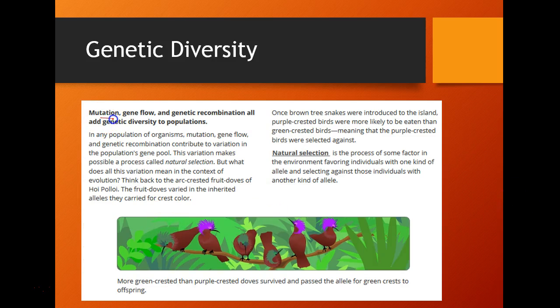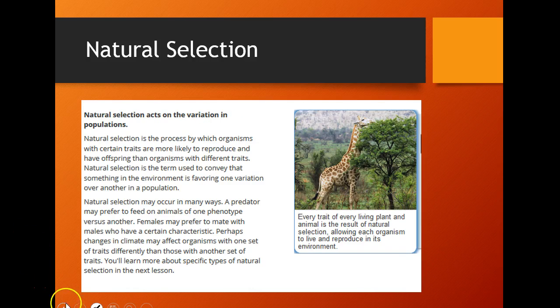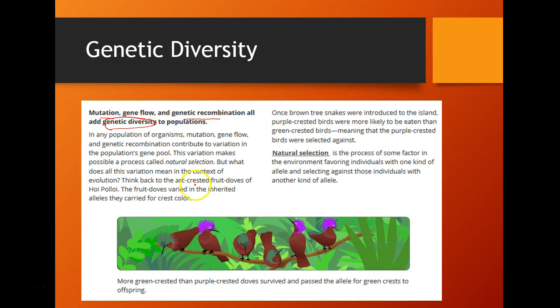So mutation, gene flow, and genetic recombination, they're all going to add genetic diversity to populations, right? And that's what we call variation. In any population of organisms, mutation, gene flow, and genetic recombination will contribute to variation in the population's gene pool, or the total alleles in a population. Because of this variation, we can now introduce this concept of natural selection.